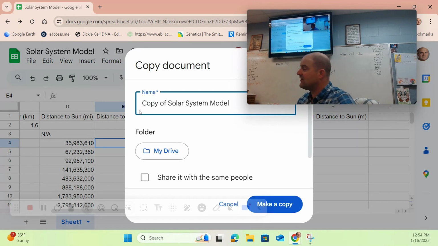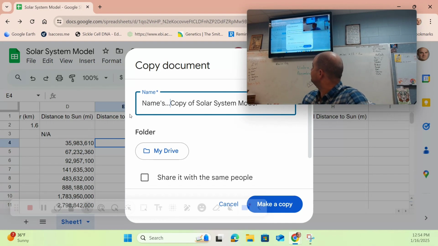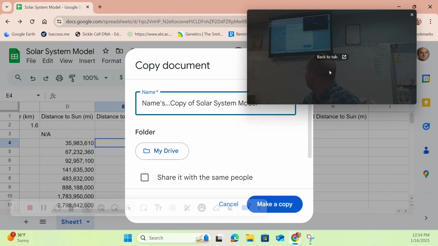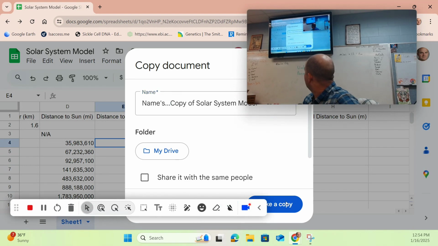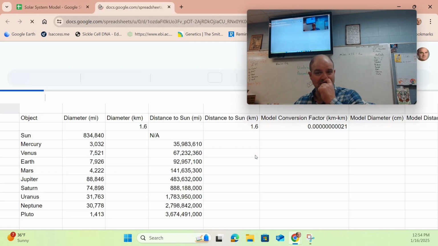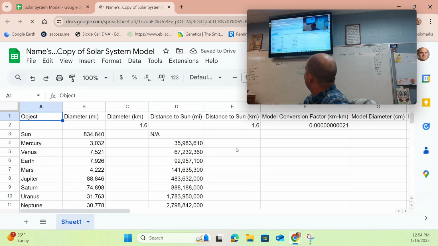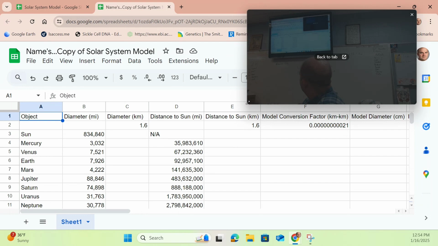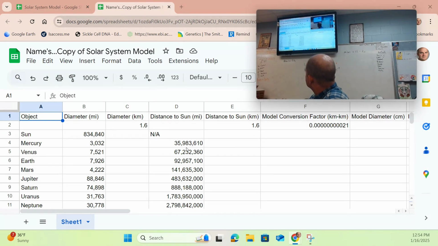Right before where it says copy, just put your name. Okay? Whatever your name is, that is now your copy of this document. So you can mark it up however you see fit. Make the copy. Oh my goodness. There we go. Screencastify getting in the way. All right, good. Here we go.